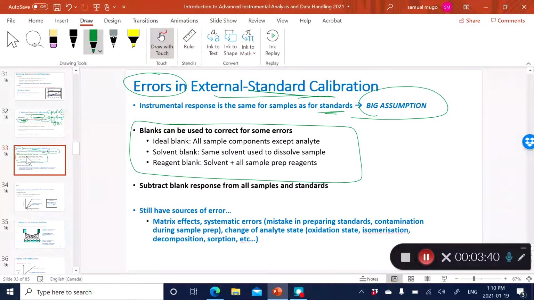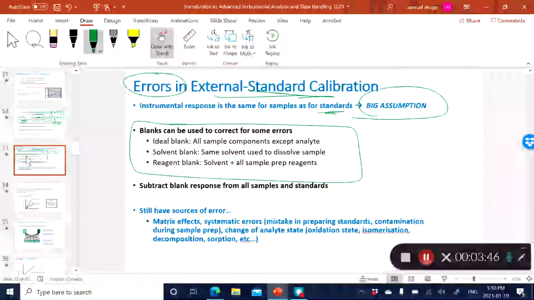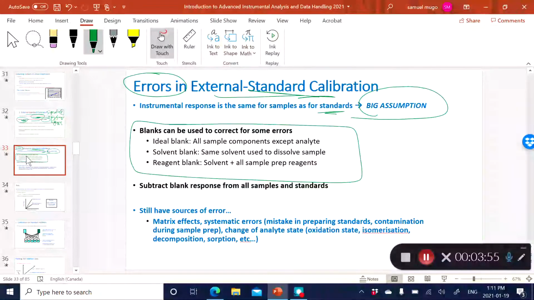And a blank, remember, is a solution that you run on the instrument, but it doesn't have the analyte in it, but possibly it has every other matrix that is present in the sample, but doesn't have the analyte in it, and that is what you refer to as an ideal blank. However, it's very difficult to get an ideal blank. It's almost impossible, really, to create an ideal blank.